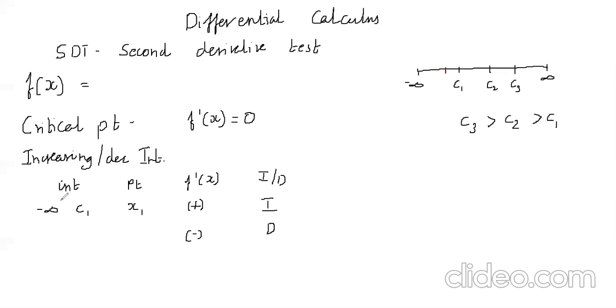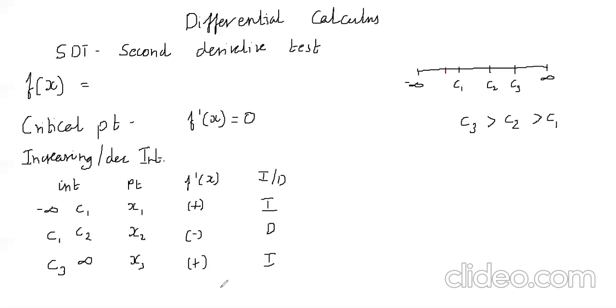Next we write the next interval, which will be between C1 and C2. We take any point between C1 and C2, substitute it in f dash of x and check whether it is positive or negative. If it is negative, it is decreasing. Then we find the third interval. What is the third interval? C3 to plus infinity. We take any point, that is x3, between these two, and check whether it is positive or negative. If it is positive, it is an increasing interval.